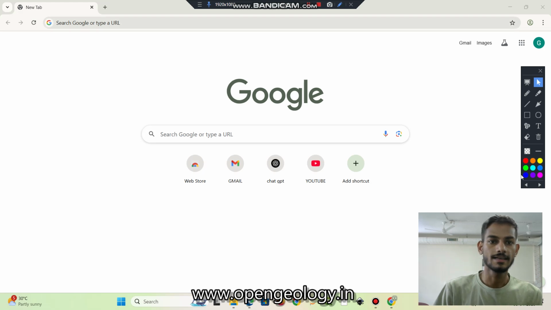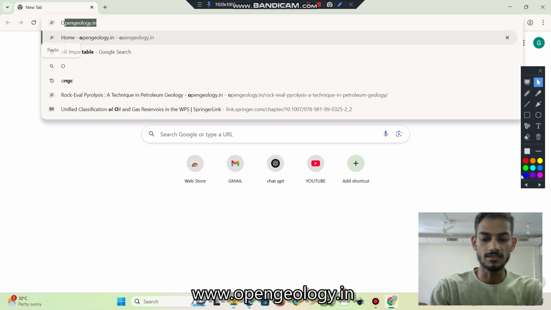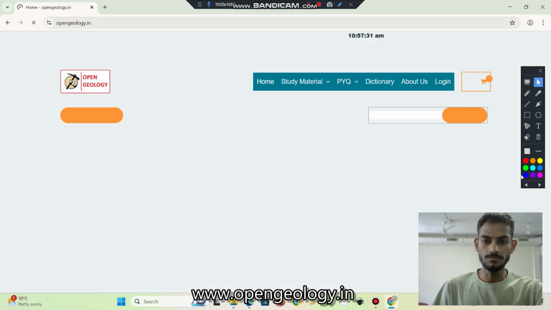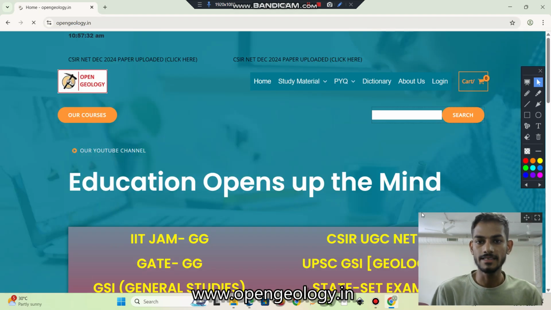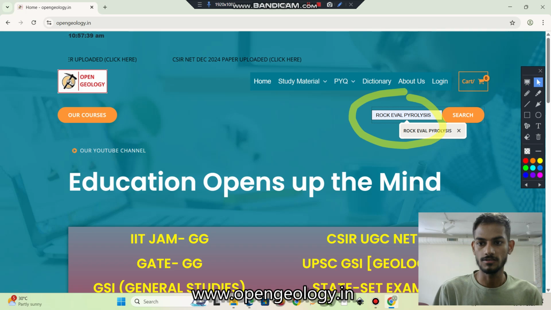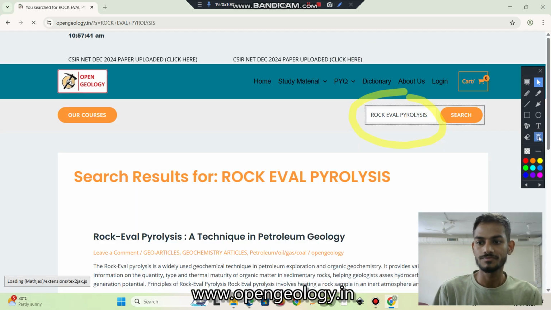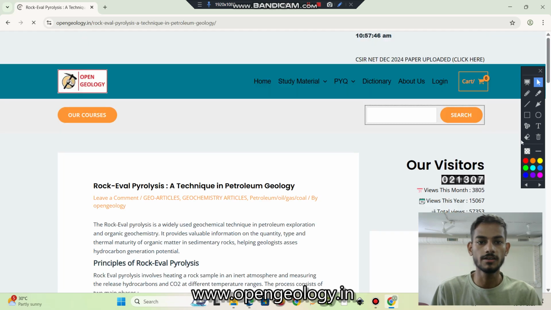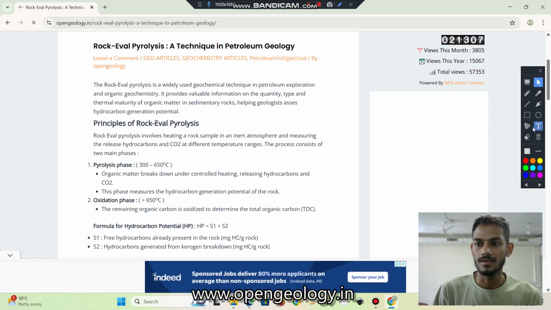So let us go to our website, that is opengeology.in, and here you can see there is a search box. So let's search for rock level pyrolysis. I have already done it. Okay, so here is the article. Now let's click on it and see what it is.